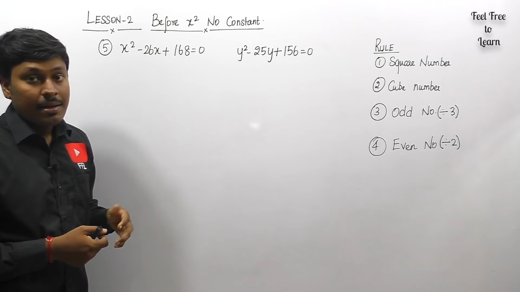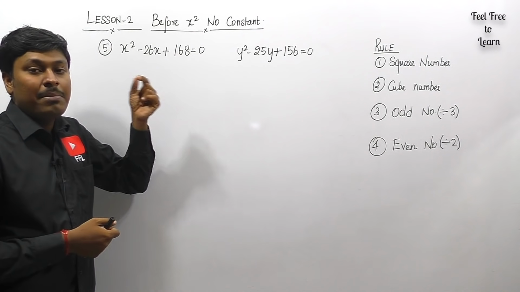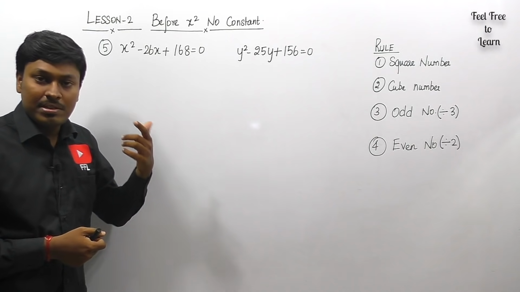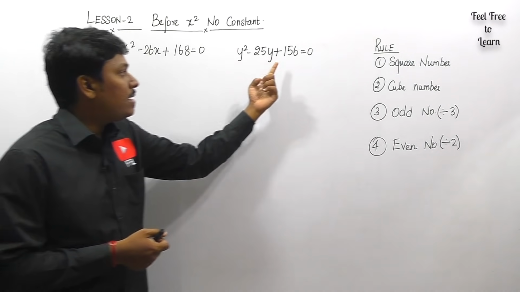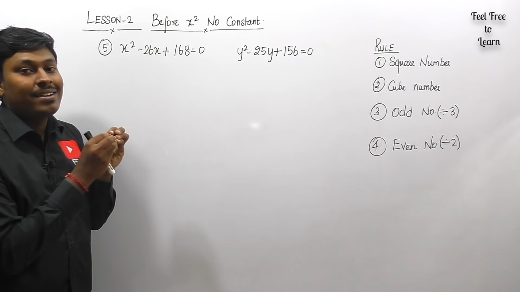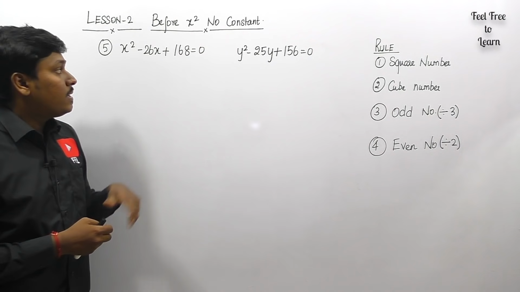Everything is easy. But when we move on to a question like this, by seeing 168, finding the multiples is so difficult, right? In the exam we would have to think what the multiples of 168 are. And similarly here it is 156. So friends, there is a shortcut to find the factors easily if it is a 3-digit number or a 4-digit number. So friends, listen carefully.